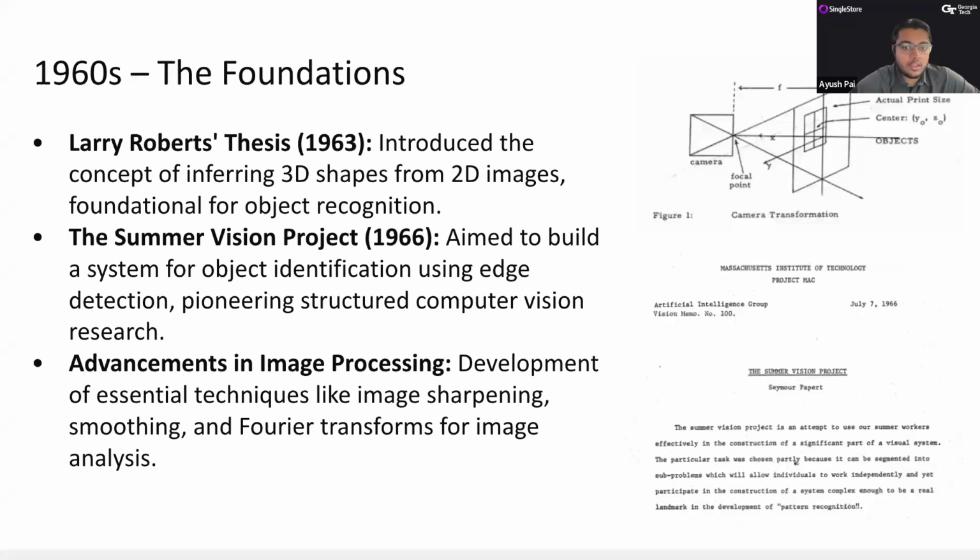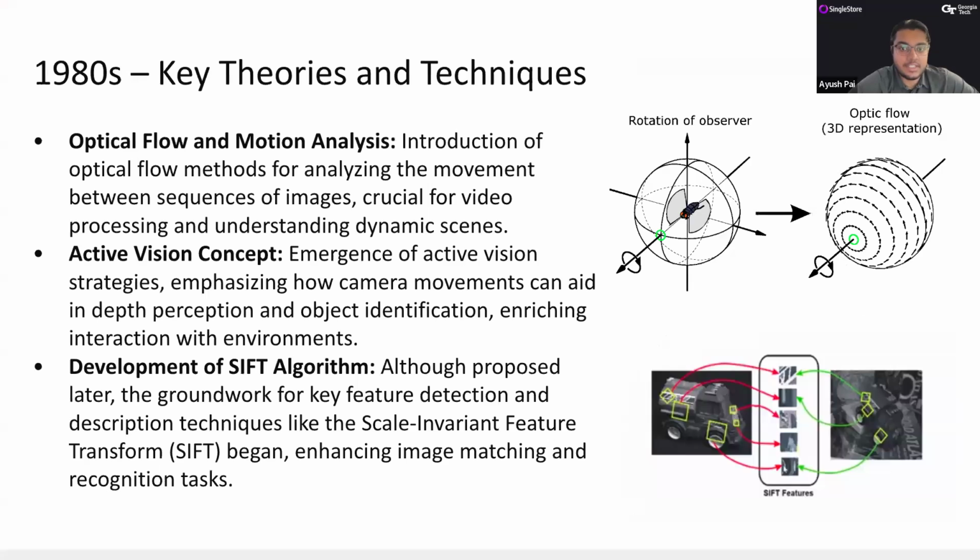The 1980s marked significant advancements in computer vision with the introduction of optical flow. This technique analyzes the movement between image sequences, which is vital for processing video and understanding dynamic scenes. Because images are going to be flowing from one state to another, and understanding how that works is the basis of processing a video. And we also saw a pivotal algorithm, the groundwork for that, called SIFT, which stands for Scale Invariant Feature Transform.